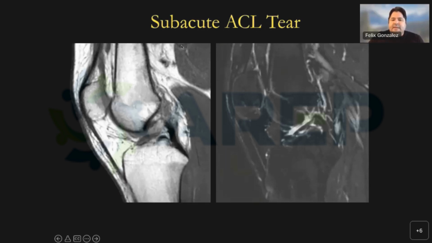So this is an example of a subacute ACL tear. You see how the edema now is not as much as the cases that I've shown you so far. You have just minimal fluid tracking along the ACL. And not only that, you have some synovitis back here. And some of these ACL fibers are attaching onto the PCL, which can occur.